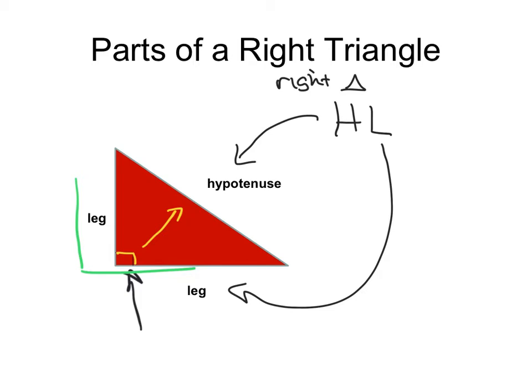The 2 sides that make the right angle, that come together and form the little box, those are the legs, and then the side across from it is called the hypotenuse. So let's just go ahead and take a look at the theorem, and then we'll stop here.